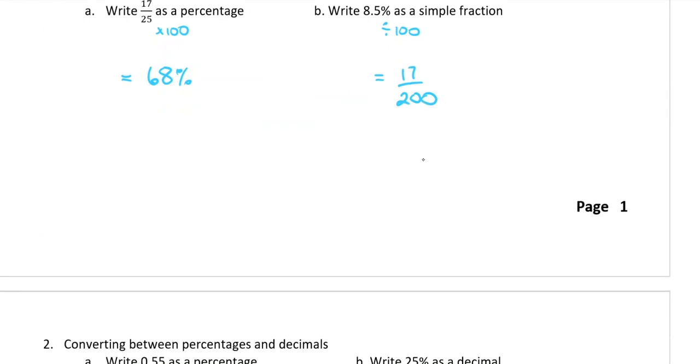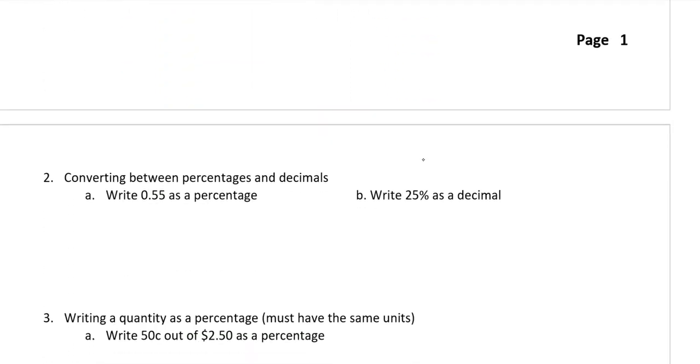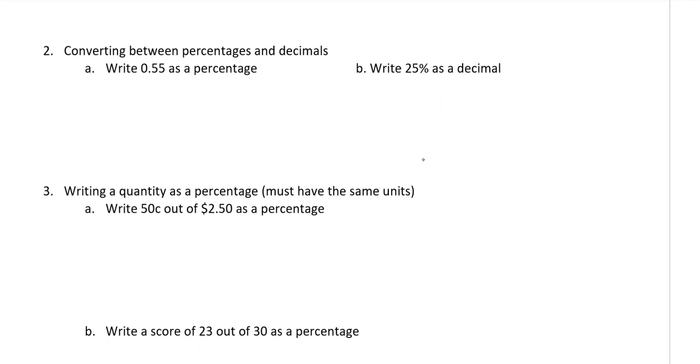Okay, on to the next page. Do you want to write that down? Question 2, converting between percentages and decimals this time. So we want to write 0.55 as a percentage. What do I need to do? I should draw that diagram up on the board, shouldn't I? So we are going to times by 100. You type that in. What is it? 55%. Good.